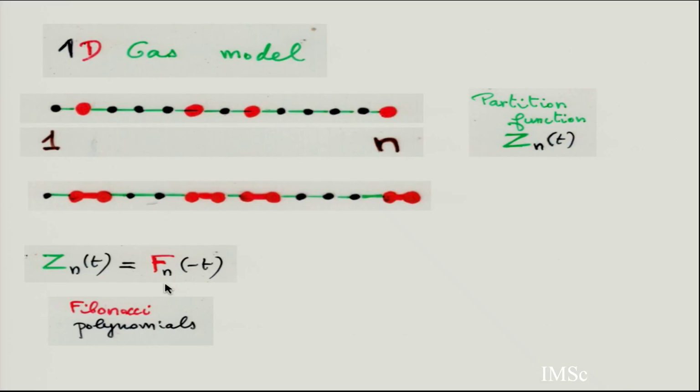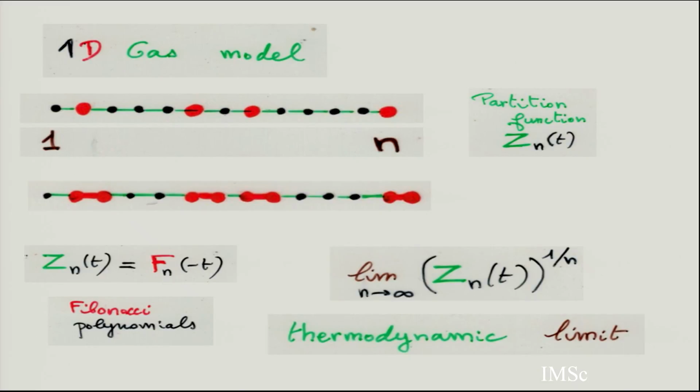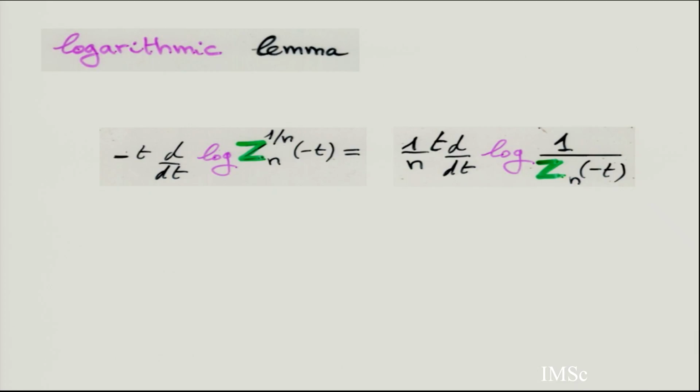And so the thermodynamic limit means you take this polynomial, take the power 1 over n, and take the limit when n goes to infinity. To understand what it means in terms of generating function, for taking the power 1 over n of a polynomial, it's good to take the logarithm. And from the logarithmic lemma, instead of taking the logarithm of this polynomial, it's good to take 1 over n times the logarithm of the inverse. We can put the inverse polynomial. So it's just minus the logarithm.